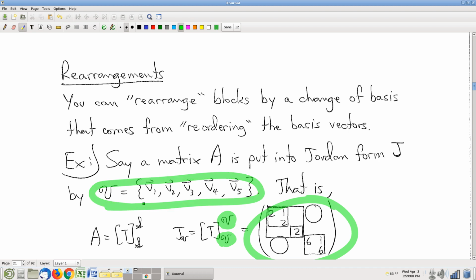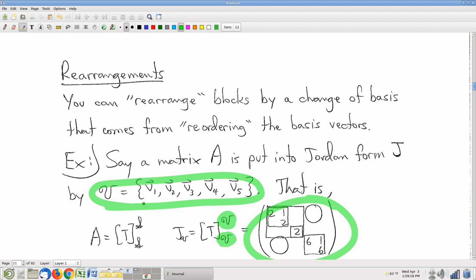That basis consists of a bunch of vectors. Let's call them V1, V2, V3, V4, V5. I claim, and I'm going to show you in just a moment, that if you want to rearrange the blocks, all you have to do is rearrange the corresponding groups of basis vectors.